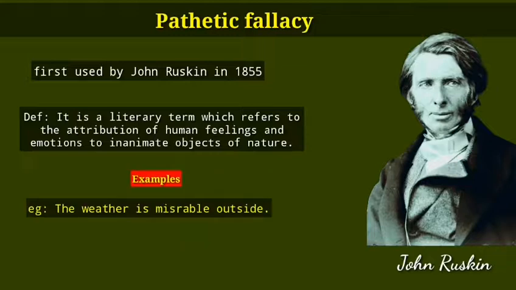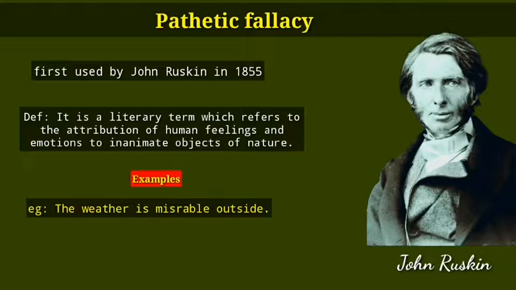The weather is miserable outside. Look at this sentence and let me ask you a question. Can weather be miserable? No, not at all, because here the human emotion of sadness is given to a non-human object, that is weather. So that is why it is pathetic fallacy. We said in the definition that when human emotions and feelings are given to a non-human or inanimate object, it will be pathetic fallacy. So again, here the weather is given the attribute of a human being, and that is sadness.